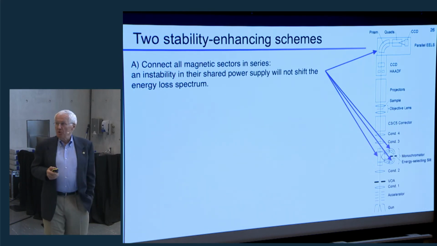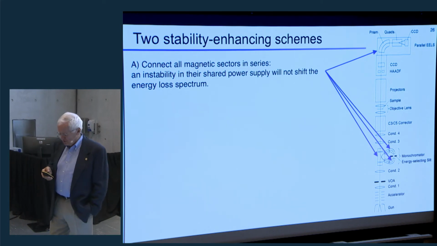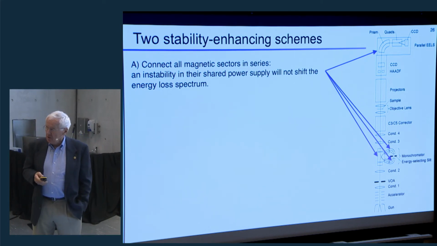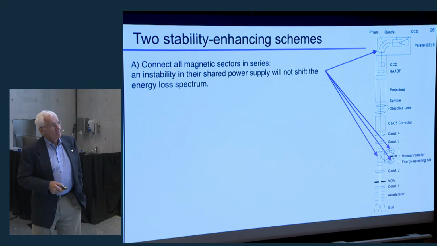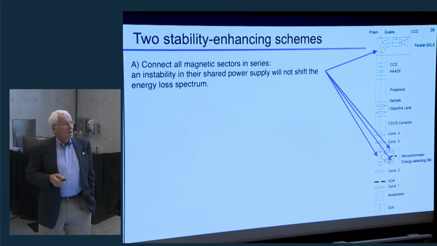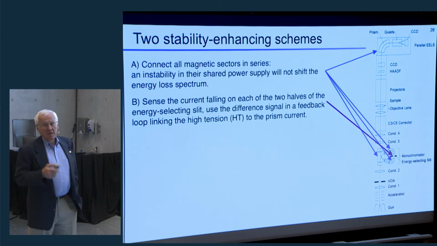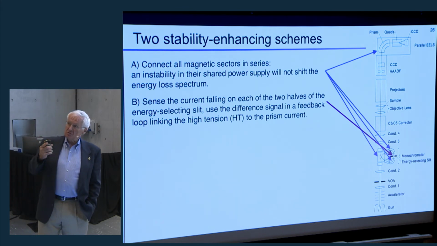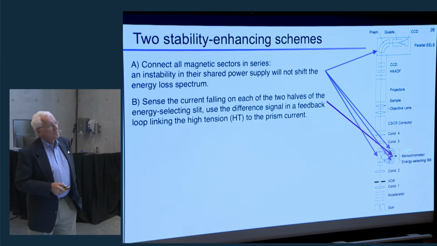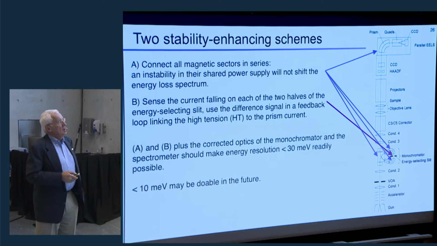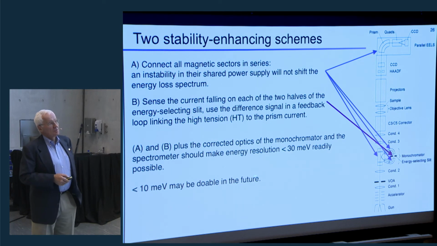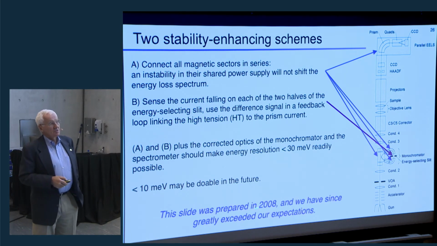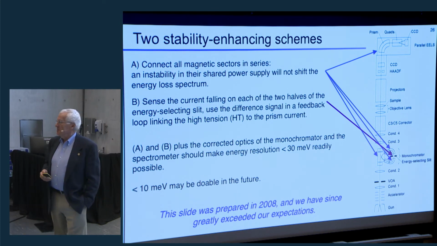Two things were important to add to the concept of the monochromator. One was to tie the monochromator to the spectrometer, and we did that quite simply by running one and the same current through all the prisms in both the spectrometer and the monochromator. And then to tie the spectrometer and monochromator to the high voltage. That is done by sensing where the zero loss peak is falling on the monochromator slit and tying that to the high voltage. When you combine the two, we expected that 10 millielectron volts resolution might be doable, but this slide is from 2008, and we have learned that we can do a lot better since.